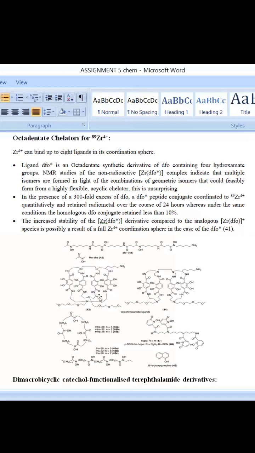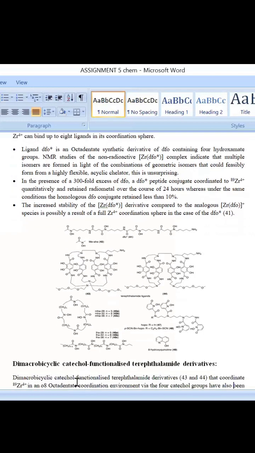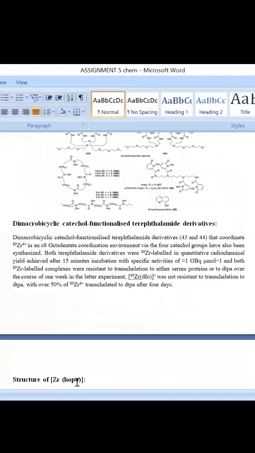Me42 and this is 43. This is the structure of tetrapethylamide ligands. Next point is the dimicrobicyclic catechol functionalized tetrapethylamide derivatives.